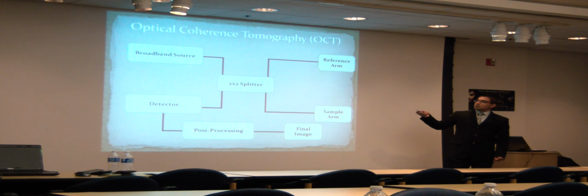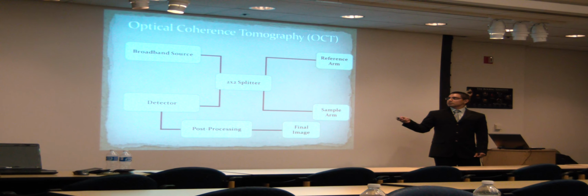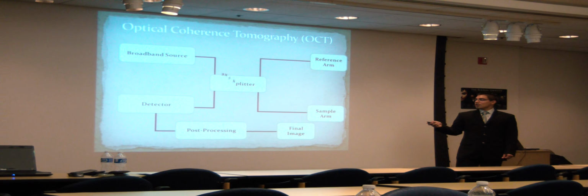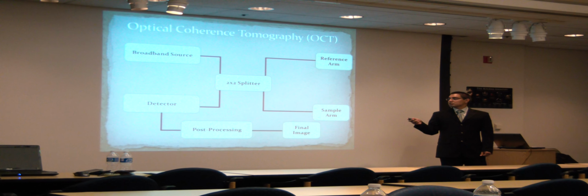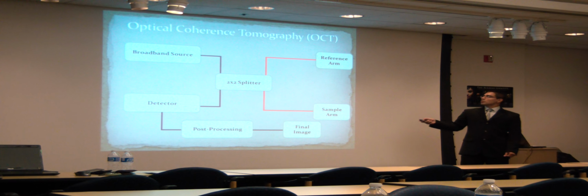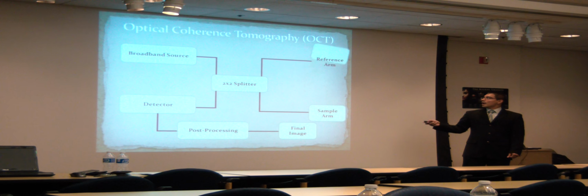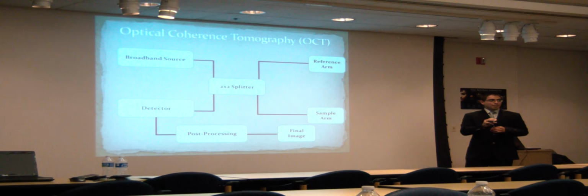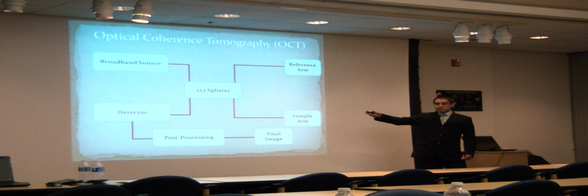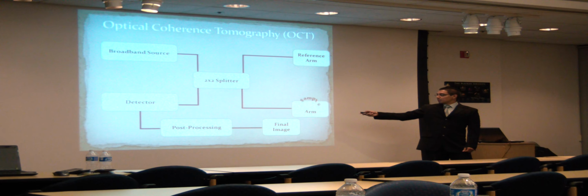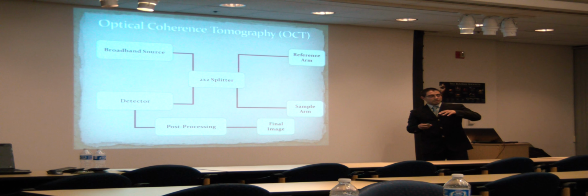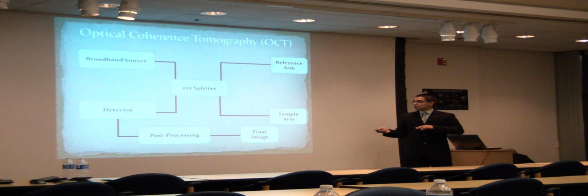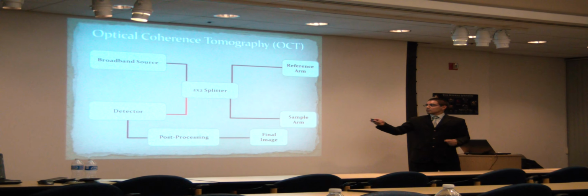The way OCT works is you have a broadband source of a certain wavelength that sends a packet of light to a 2x2 splitter, which then separates that packet of light into 2 identical packages, and one of them goes to the reference arm, the other one to the sample arm. At the reference arm, you place a mirror and you get back a certain amount of light, which then is taken to the detector. At the sample arm, as the light is shined through the sample, it reflects back and gives back a certain amount of light, which is then used.